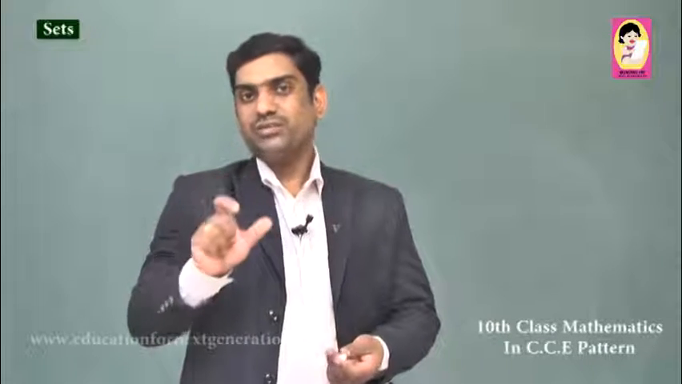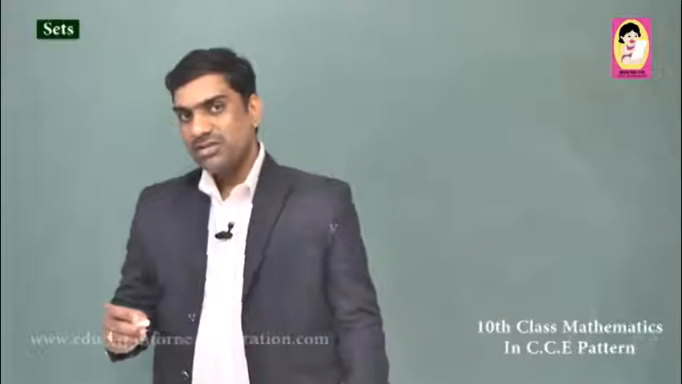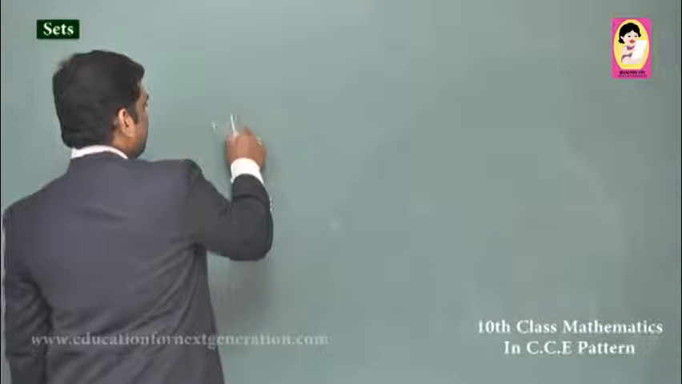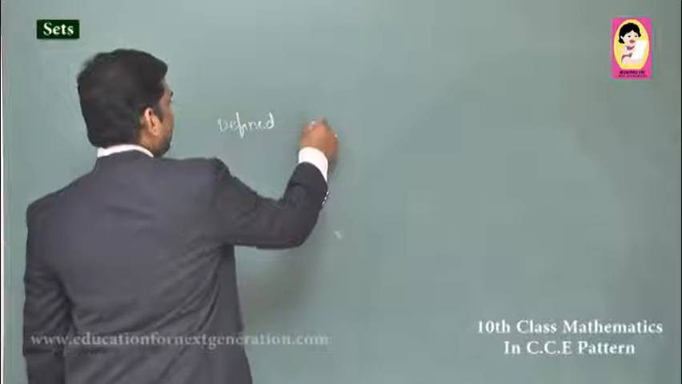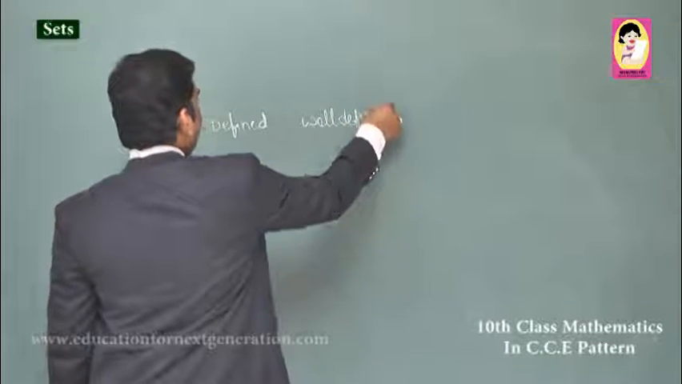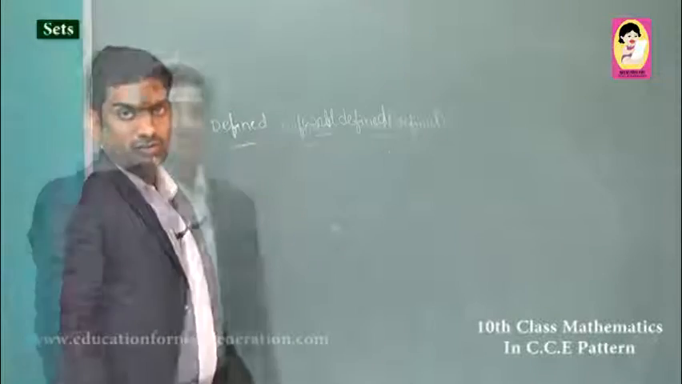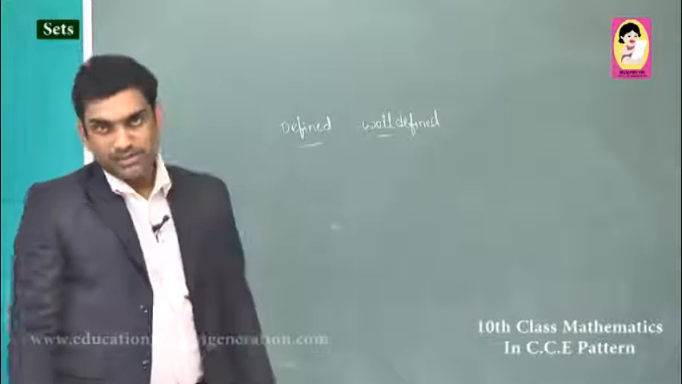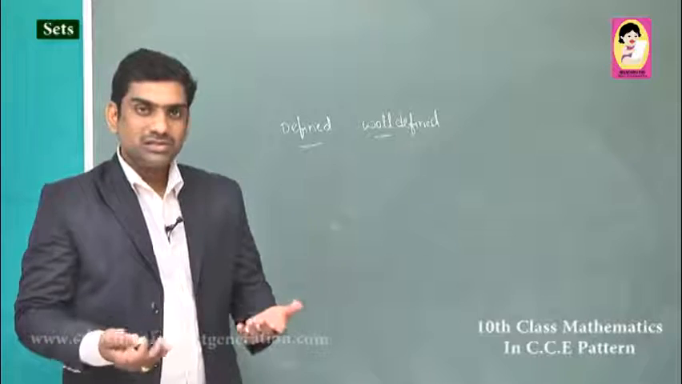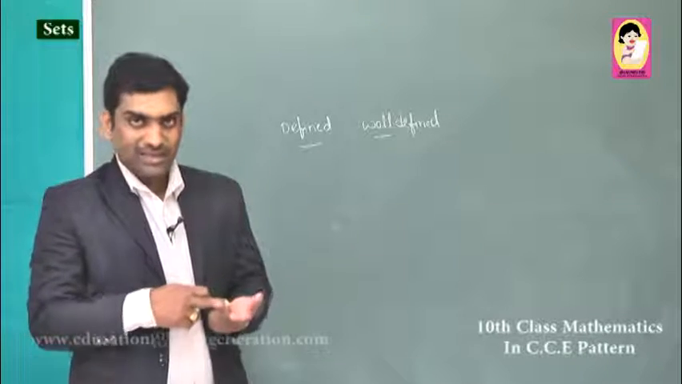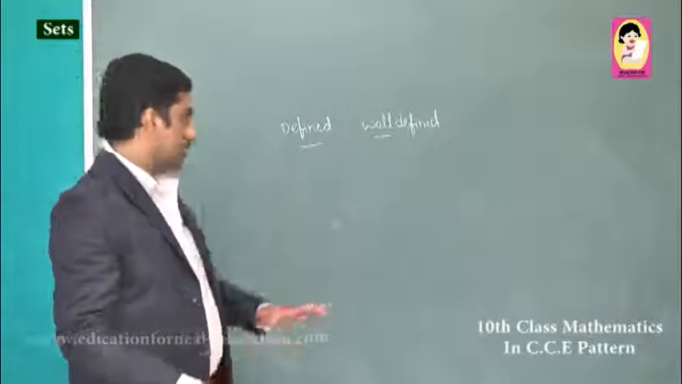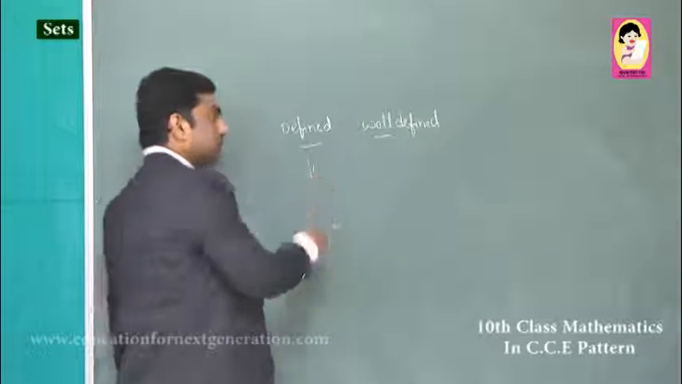But what is the major difference between defined and well-defined words? One example I will tell you. Collection of pens. We are saying collection of pens. Collection of pens means which color pens? Collection of red color, black color, green color. Just we are saying collection of pens. A collection of pens comes under a defined word.